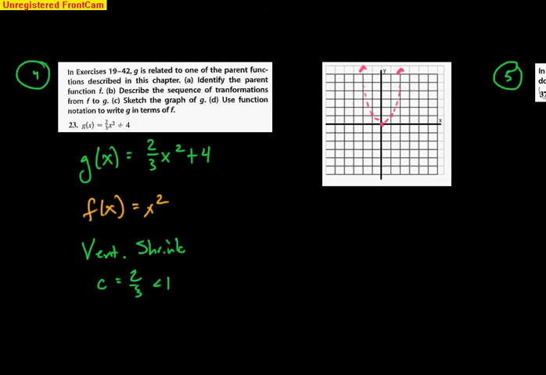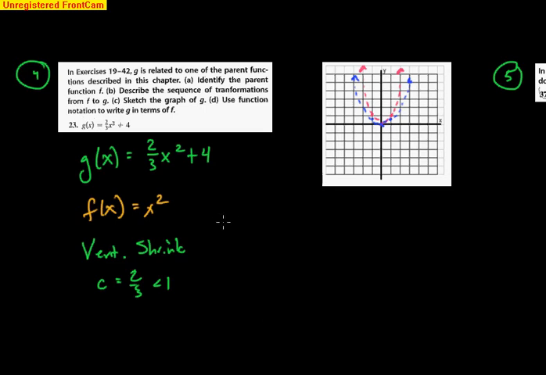I'm going to draw it in blue. So instead of going over 1 and up 1, we're now going to go over 1 and up 2/3. Left 1 and up 2/3. So there's my new graph. Just gets a little wider. I'm not trying to be perfect. Just show me what you know. Okay? And then the other thing is this +4.